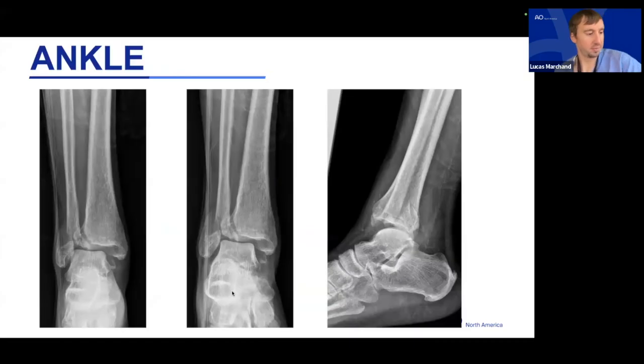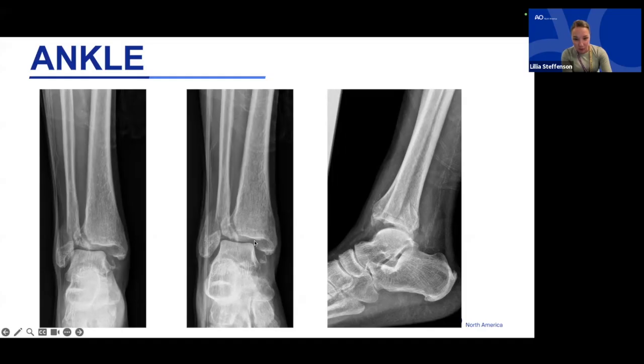What do we see here? Okay, so we have 3 views of a right ankle that shows a short oblique distal fibula fracture, which is at the level of the syndesmosis. So it's a transsyndesmotic level. That's got some posterior and lateral displacement with associated tibio-talar subluxation. That's also posterolateral.